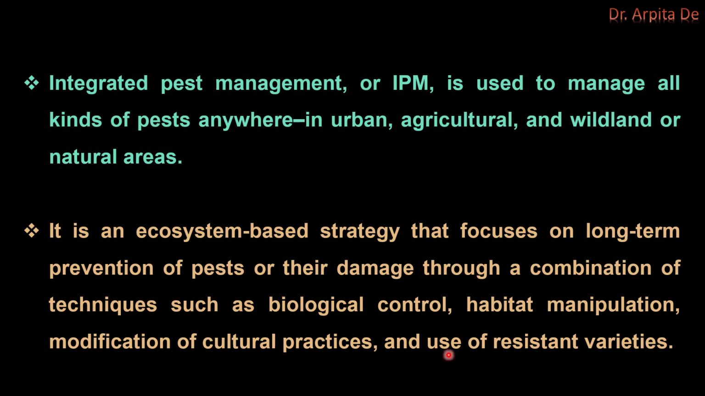So this ecosystem-based strategy works the best when there is a combination of techniques like biological control, where natural agents will be implemented, then habitat manipulation. If you manipulate the habitat, then the pest might not grow over there. Or modification of cultural practices and use of resistant varieties of plants that will not allow the pest to grow, or that will not fall prey to the pest.